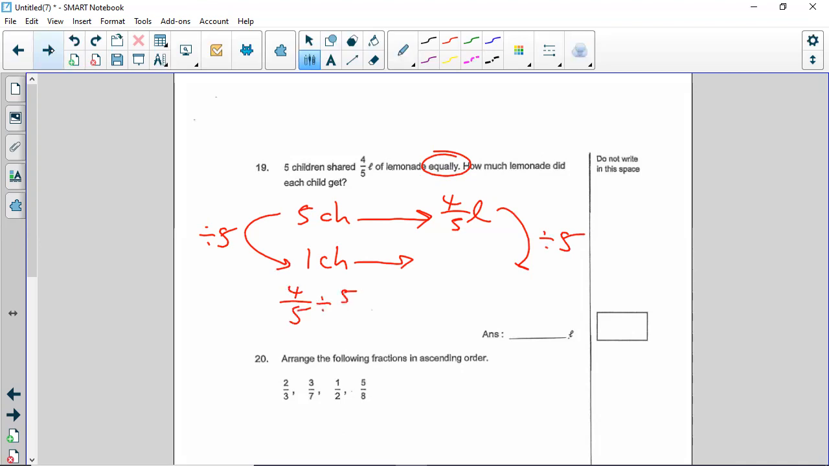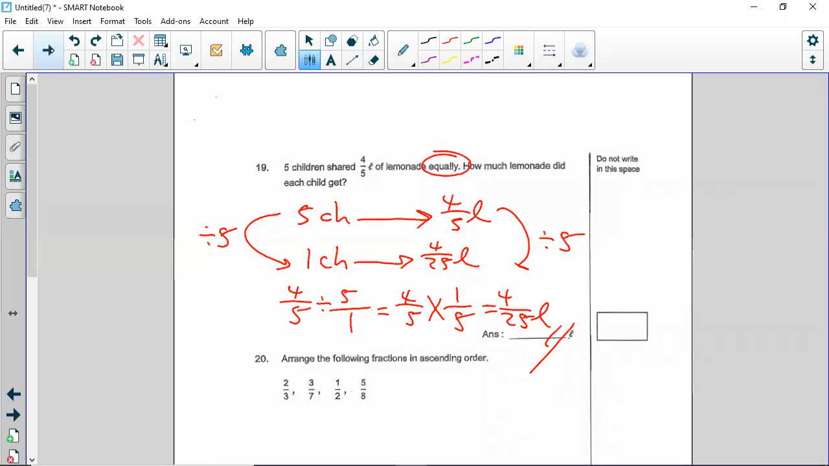So change the whole number into a fraction, then keep the first fraction, change the divide to times and flip upside down. And then cannot cancel. So then you multiply 4 times 1 and 5 times 5. So one child gets how much? One child must have gotten 4/25 liters. Am I correct? Okay, that's what your teacher has taught you, right? Draw the arrow and then divide by 5, and then the other side also divide by 5. I'm sure your teacher has done that also.